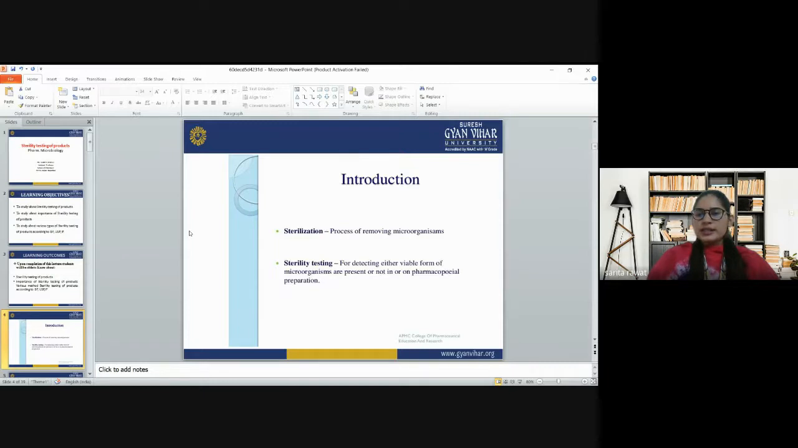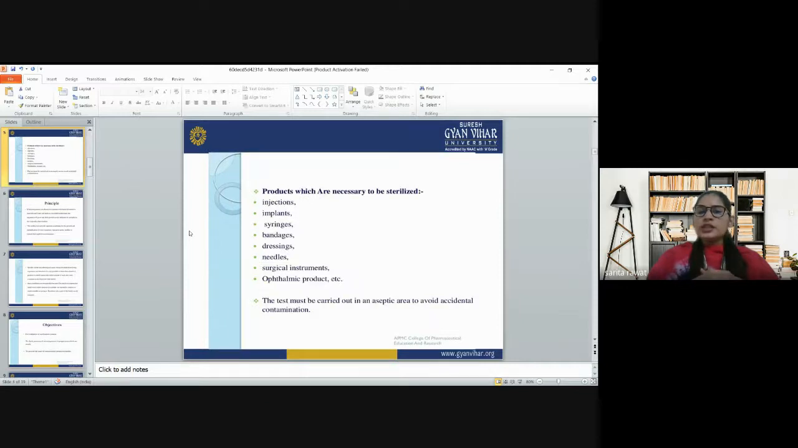Sterility testing, what is sterility testing? So sterility testing is for detecting whether the viable form of microorganisms is present or not in pharmacopoeial preparations. Now, the products which are necessary to be sterilized include injections, implants, syringes, bandages, dressings, needles, surgical instruments, ophthalmic products, etc. So, the test must be carried out in an aseptic area to avoid accidental contamination.